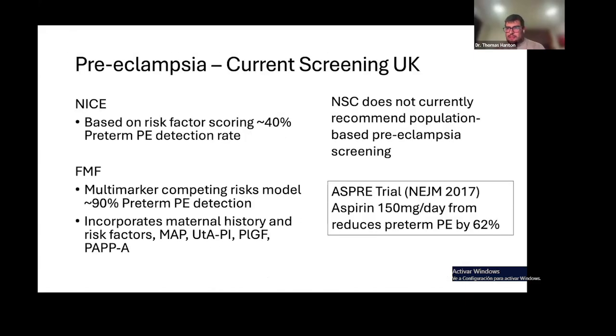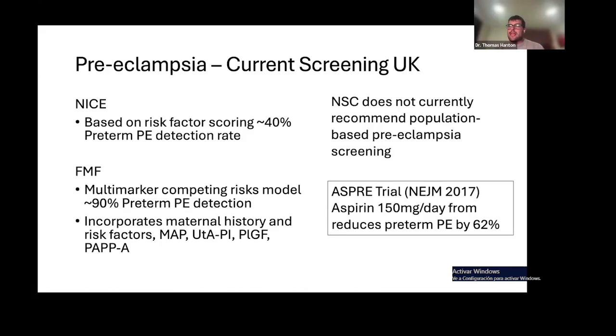So how do we screen for preeclampsia? This is where I'm coming to with the ophthalmic artery, so bear with me. At the moment, in the UK, most hospitals screen based on the NICE screening criteria, which detects about 40% of preterm preeclampsia. That looks at 10 risk factors. The Fetal Medicine Foundation has published a multi-marker competing risks model, which has a higher detection rate for preeclampsia, and that incorporates not only those background factors, but also some measurements, looking at mean arterial pressure, so blood pressure, uterine artery Dopplers, and then some biochemical markers.